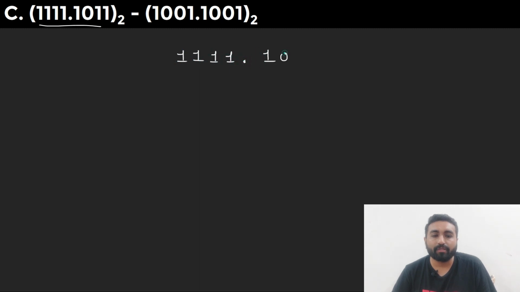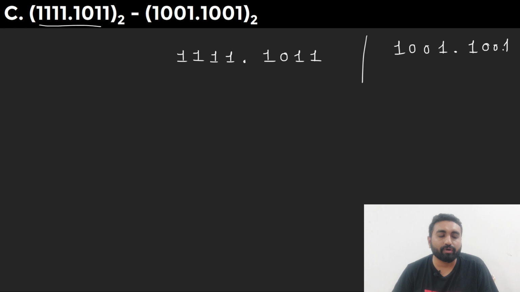Let's take another, more complex example, to get in-depth knowledge about how to do the binary subtraction using the 1's complement method. Here we have two numbers. The first number is 1111.1011. The second number we have is what? 1001.1001. This is the negative number, and that is why we will take its 1's complement.